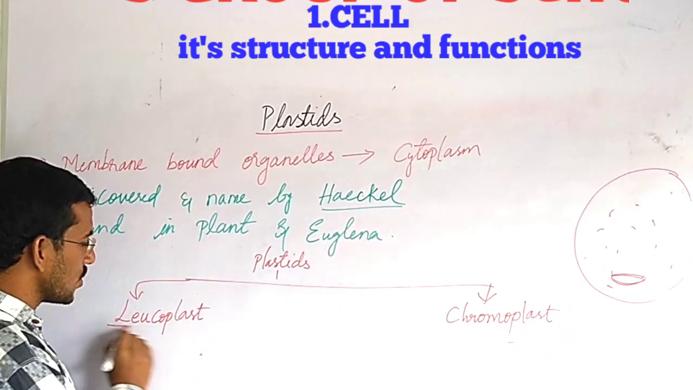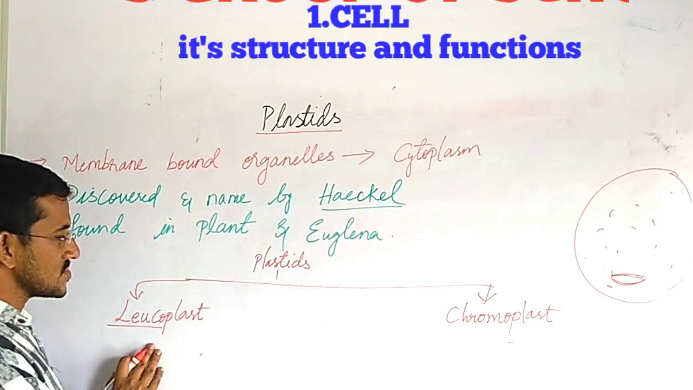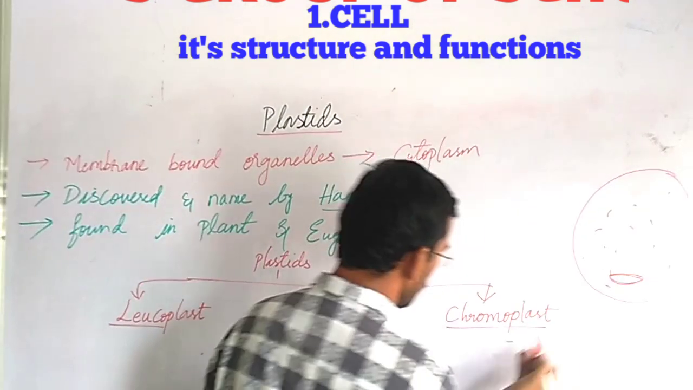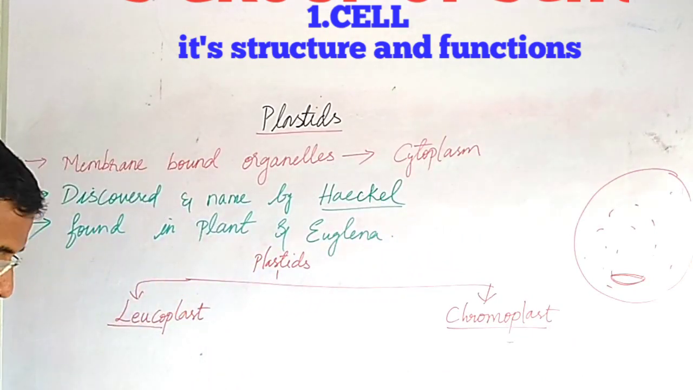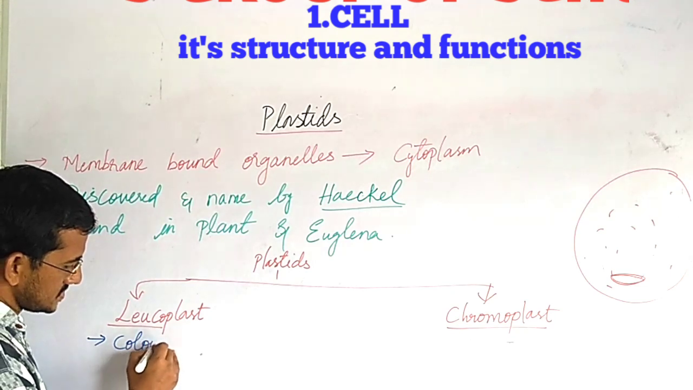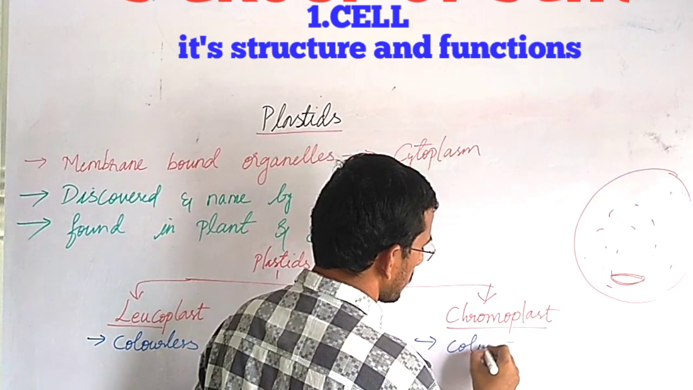So here leuco means colorless, generally white or colorless. So these are colorless and these are colorful. Chromoplasts are colorful.